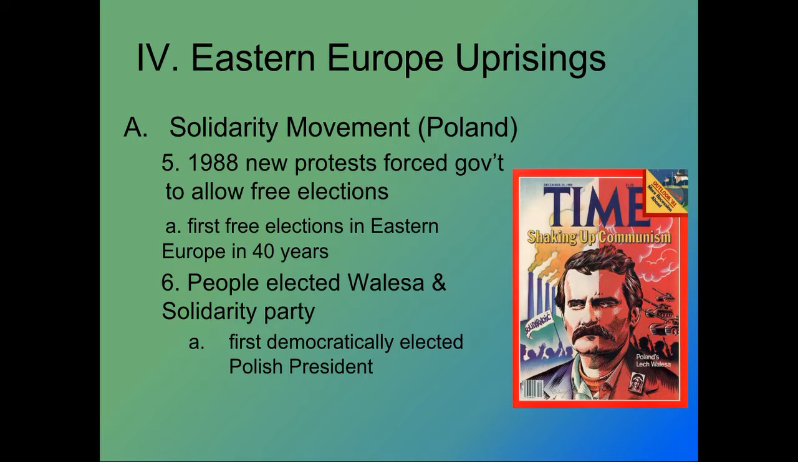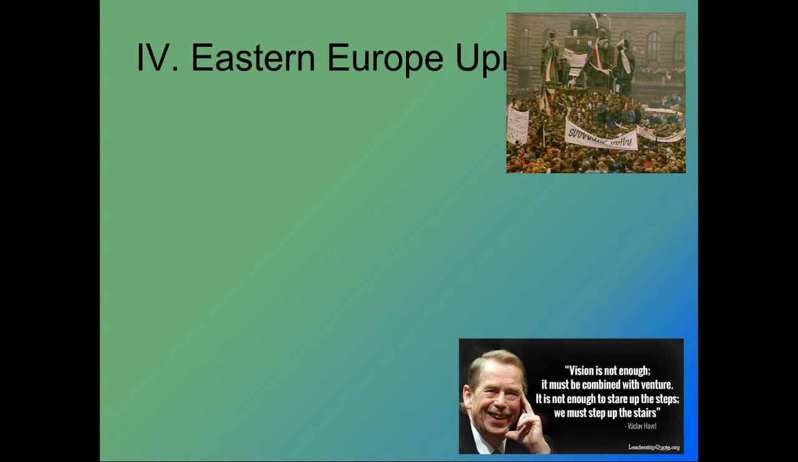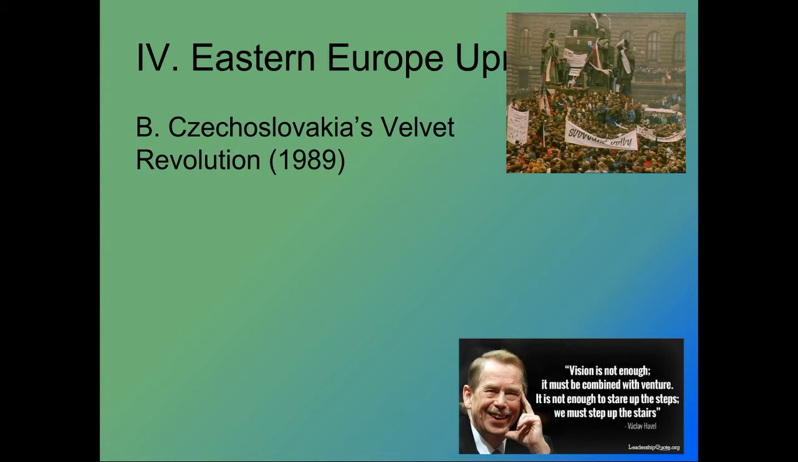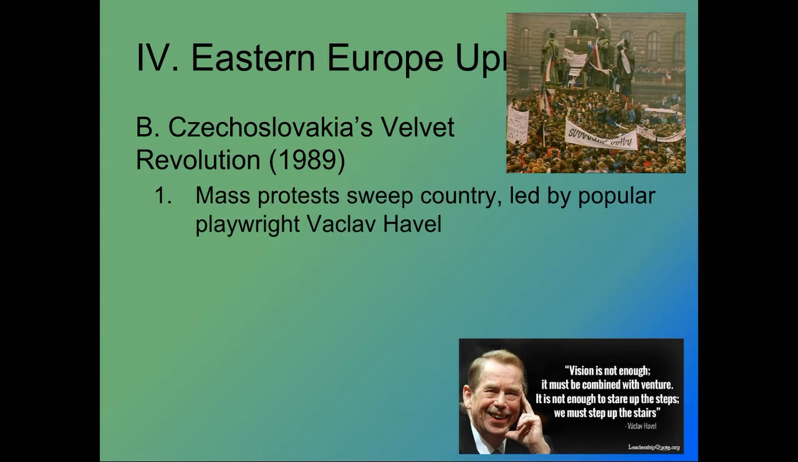All right, so let's see how other countries were affected by Poland. The next revolution or rebellion we're going to talk about is Czechoslovakia. It's known as the Velvet Revolution, which just sounds so nice. Why is it the Velvet Revolution? It's a peaceful protest.